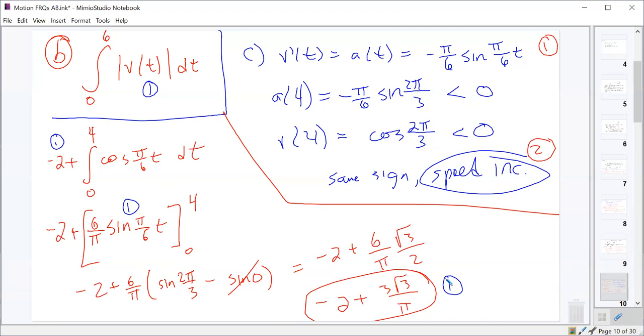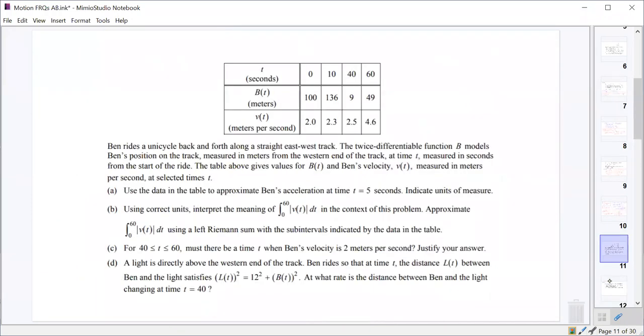Any questions or issues there? Okay. Now we've got Ben on his unicycle. All right.